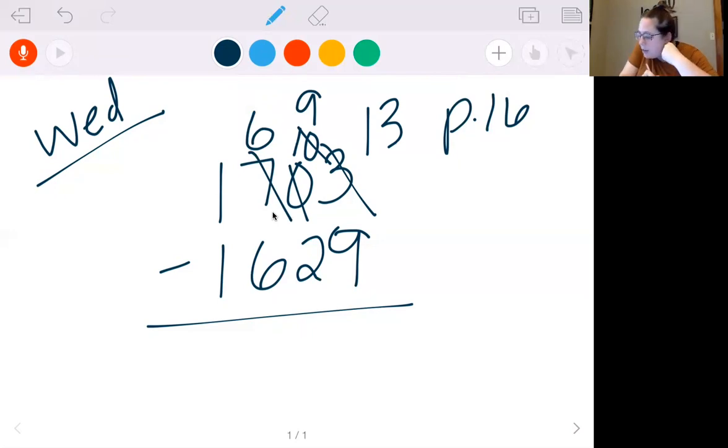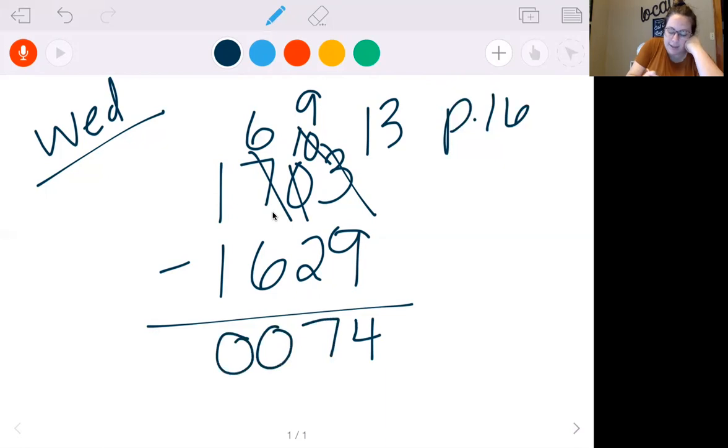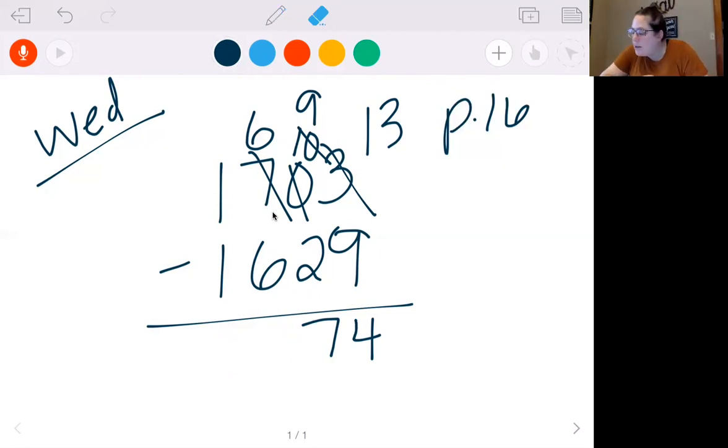Then we subtract. 13 minus 9 is 4. 9 minus 2 is 7. 6 minus 6 is 0. 1 minus 1 is 0. You don't need to leave those zeros there, so we're going to erase them and just have 74 as our answer. So the difference in people who attended Saturday and Sunday at 2 is 74.